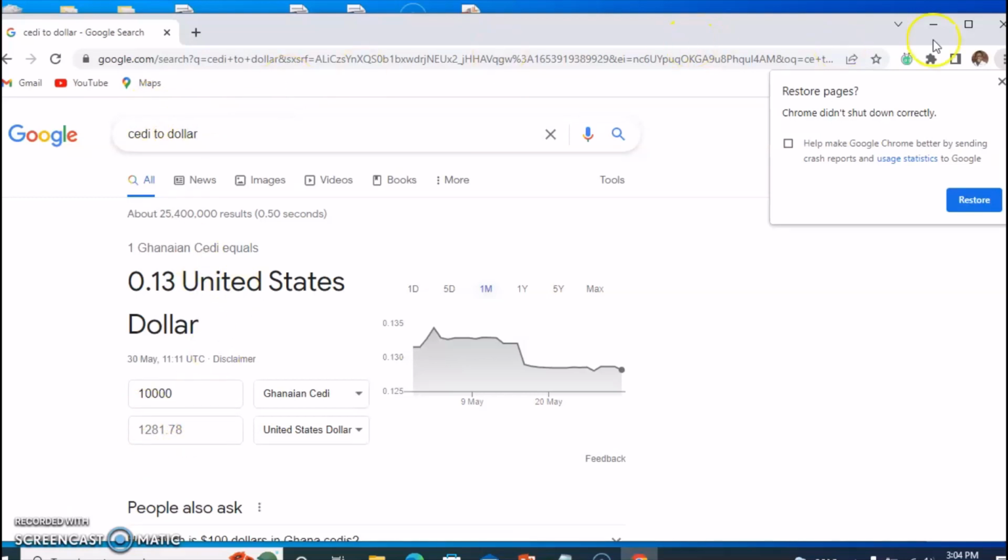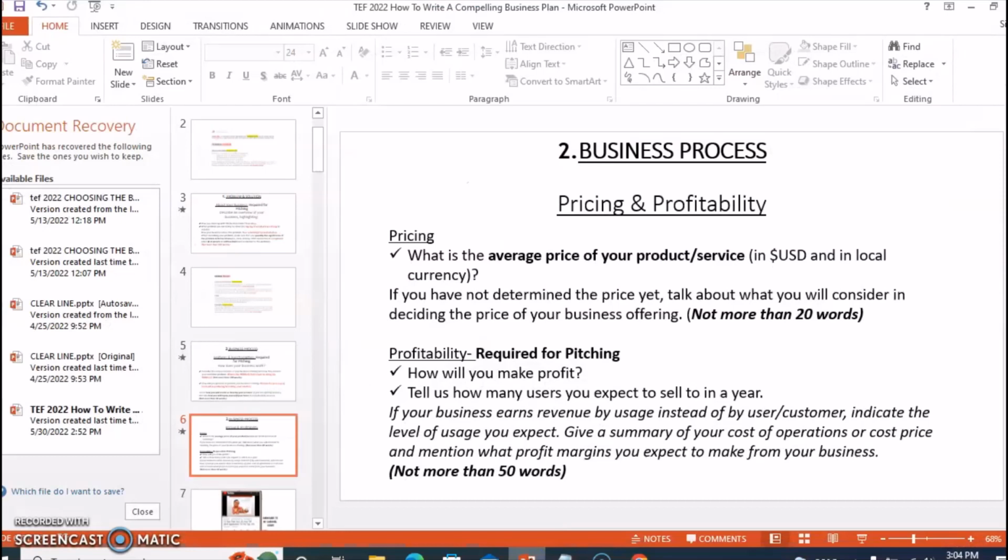Just come here and you'll be able to estimate that, and then you just put that. There is not much line given there. You'll just state the price of your product in USD. If you have not determined the price yet, here they are asking you to talk about what you will consider in deciding the price of your business offering. So here you have to tell the Tony Limited Foundation whether you're going to consider the cost of your production, the competition, or the value you're offering in order to determine your price. There are several ways to determine your price.